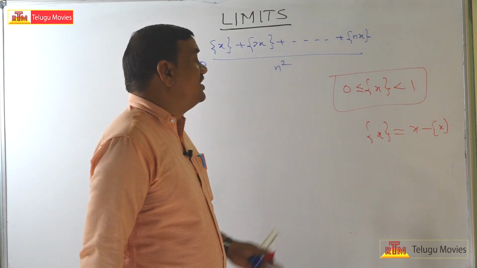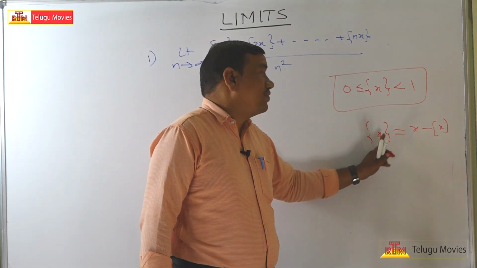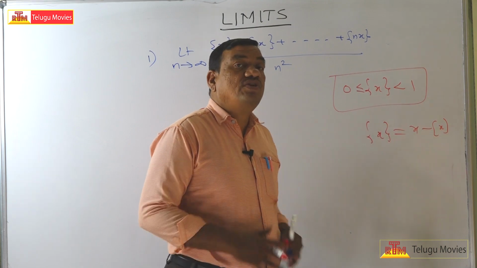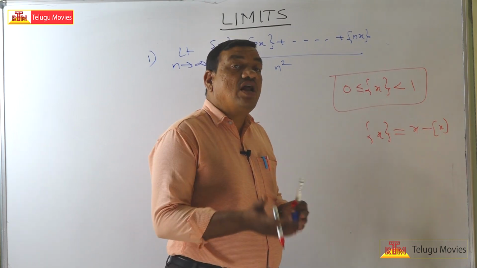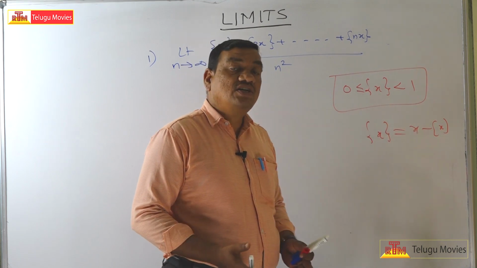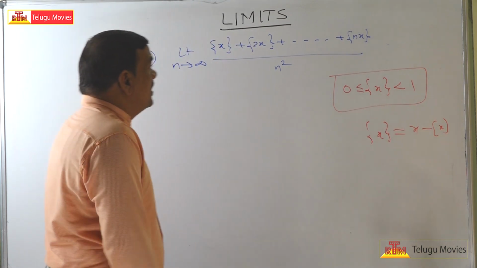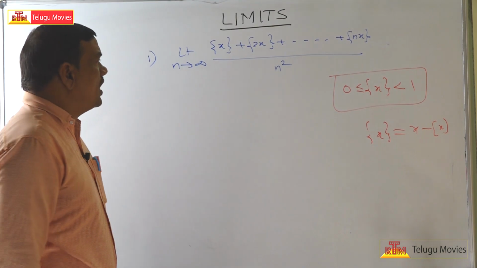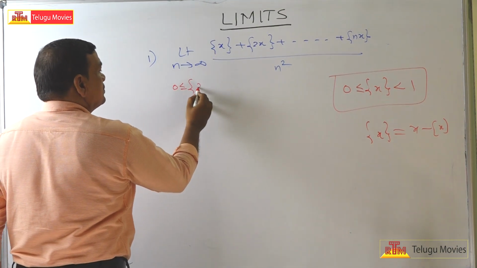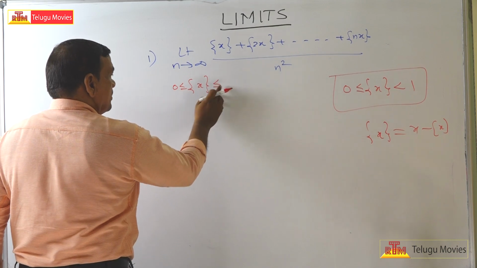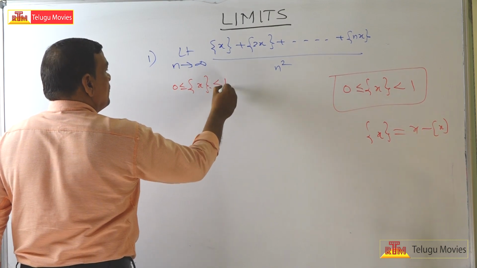Of course, if it is an integer, for example 5, you get 5 minus 5, which is 0. If it is an integer, you will get 0. If it is not an integer, you will get a value between 0 and 1. Understand this fractional part function. So here, we know that 0 is less than or equal to the fractional part of x, which is less than 1.